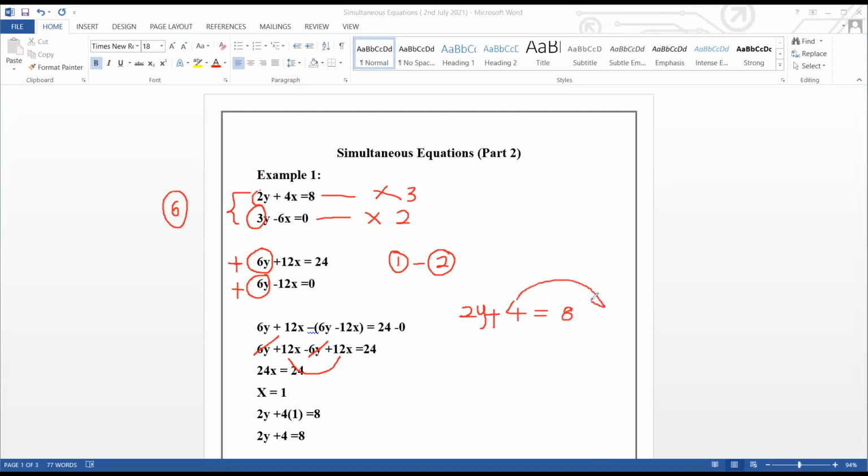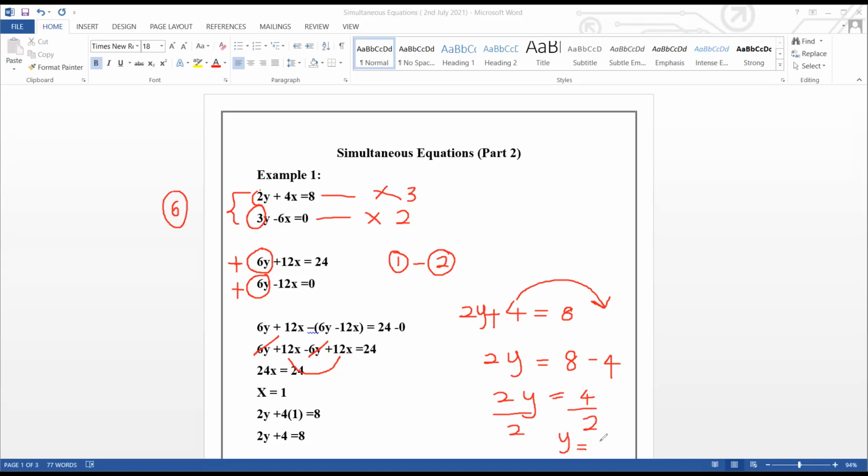What should I do? I have to take this 4 to the other side, right? So then I'll get 2y equals 8. Here it's positive 4, so when you take it to the other side, it's negative 4. Then I'll get 2y equals 4. Now I have to find the value of y. Therefore, I have to divide both sides by 2, right? So that is how we find it. Then I'll get y as 2.